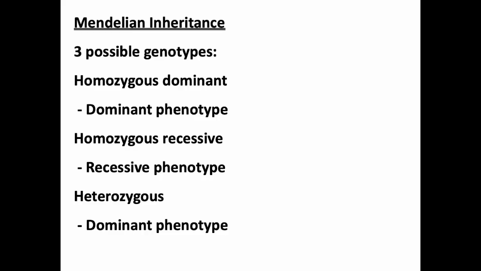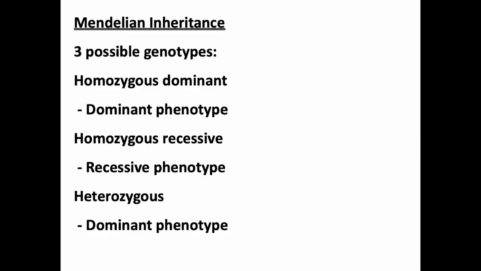Here's my summary slide. Three possible genotypes. Homozygous dominant has a dominant phenotype. Homozygous recessive has a recessive phenotype. And heterozygous has the dominant phenotype. I'm going to use these terms, homozygous dominant, homozygous recessive, heterozygous, throughout this genetics chapter, so you should really become familiar with these three terms used to describe genotype.